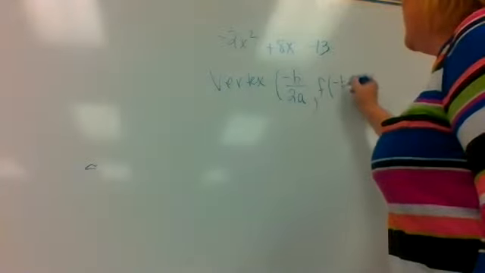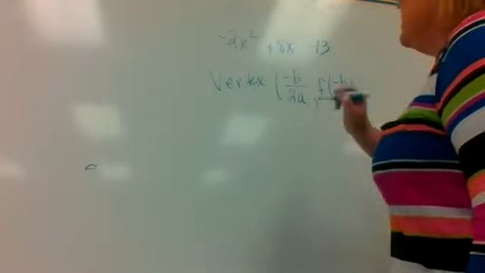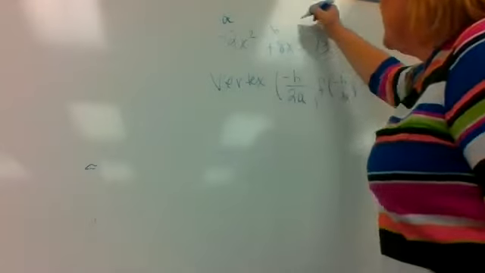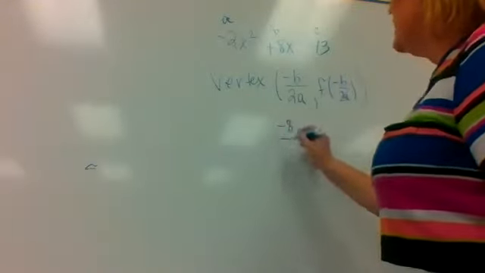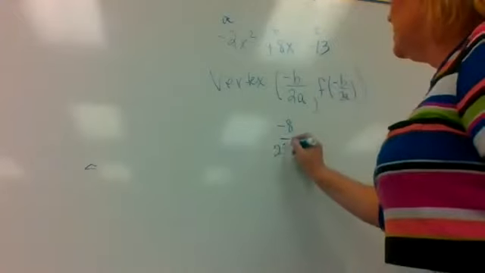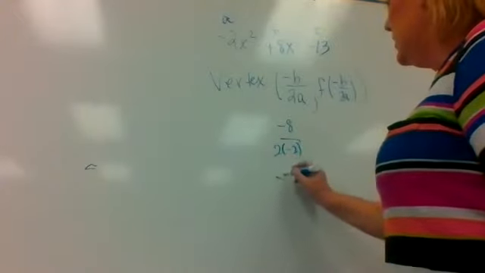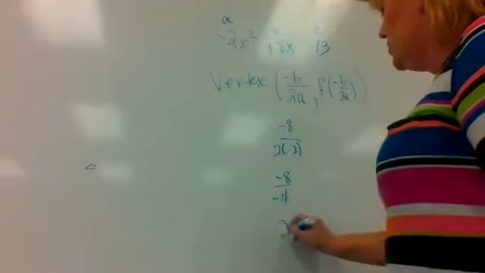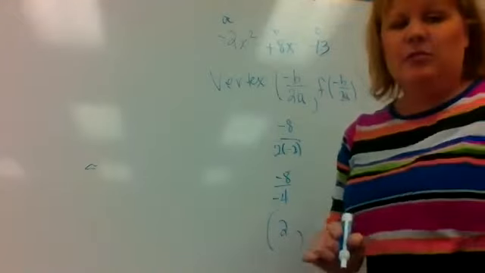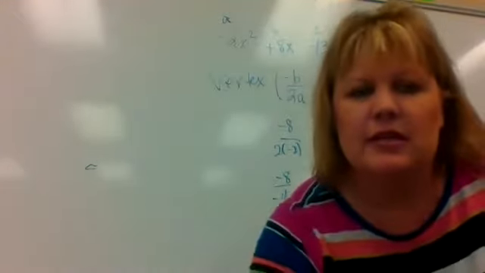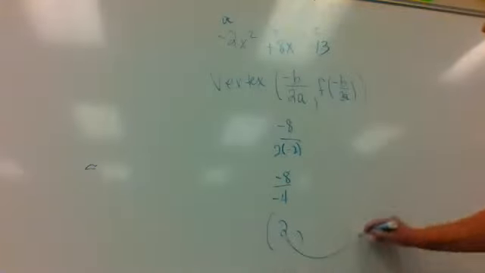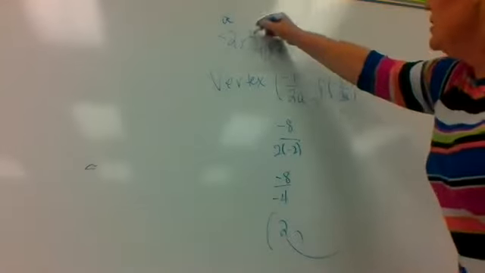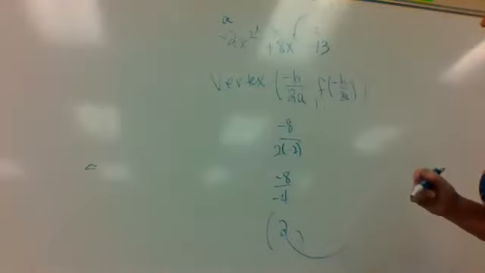and then f of negative b over 2a. So this is a, this is b, and this is c. So we get negative 8 over 2 times negative 2. So that's negative 8 over negative 4, which is 2. So the x part of the vertex is 2. Now you're going to plug that back in here to find the y.